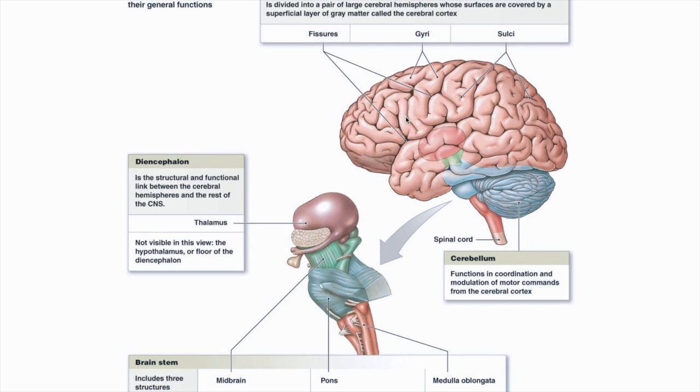So most of the volume of our brain is made up of the cerebrum. That's the largest part of the brain, and it's divided into two different hemispheres. Here we only see one side. The cerebrum is covered by a superficial layer of gray matter called the cerebral cortex.